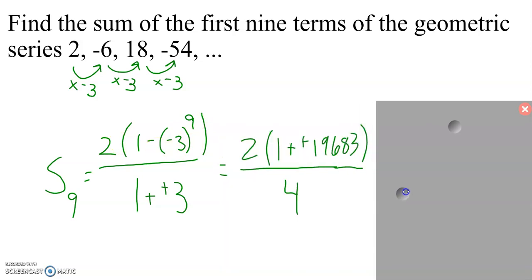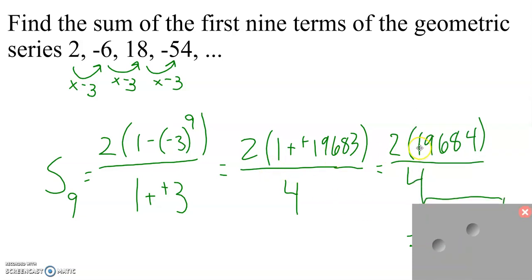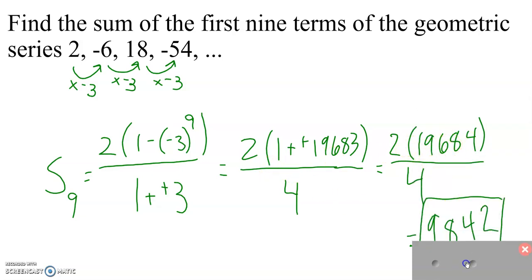Then I can simplify this. I can use my calculator. Negative 3 to the 9th power is negative 19,683, and then 1 minus that becomes 1 plus that. And then on the bottom, 1 minus negative 3 is 4, and then 1 plus that gives me that. I double the top, I divide it by 4, and I get 9,842.